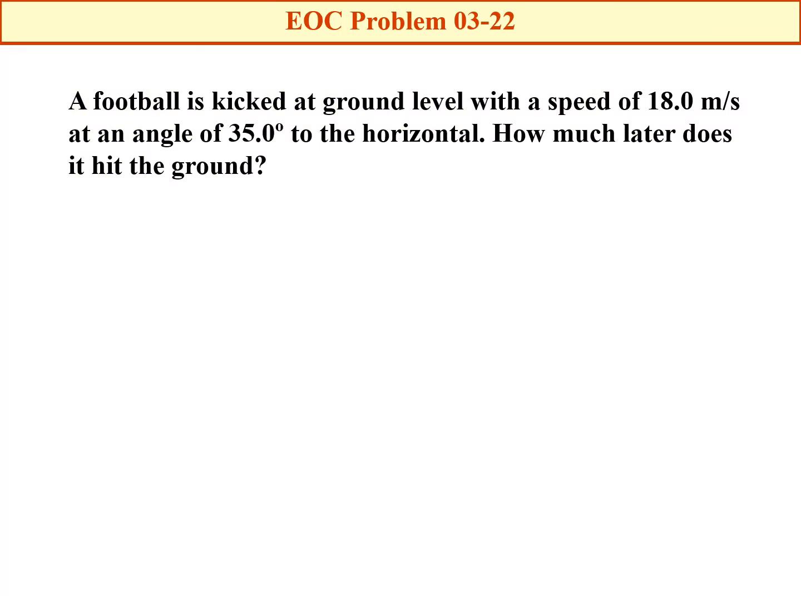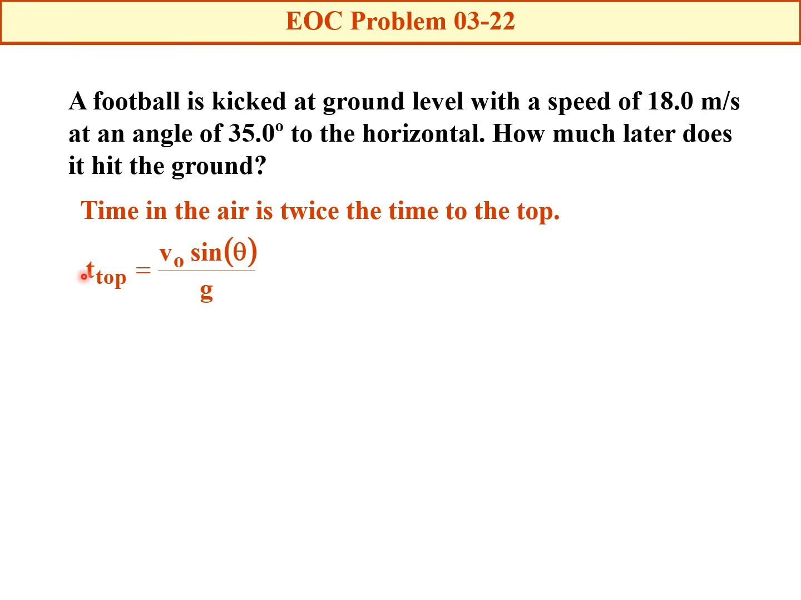The football is kicked from ground level at a speed of 18 meters per second, at an angle of 35 degrees from the horizontal. How much later does it hit the ground? All right, so one thing you could do is take the amount of time that it takes to go up into the air and then double that, because it comes back down. The time it takes to get to the top is going to be the vertical speed divided by the acceleration due to gravity, because as it gets to the top, it's going to stop.